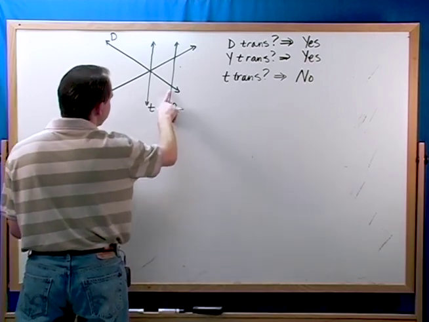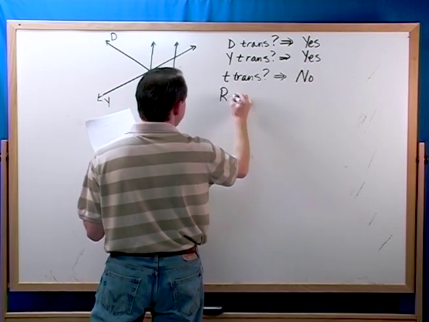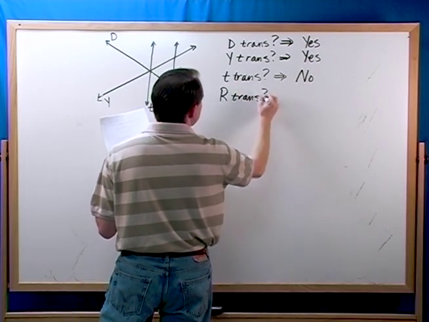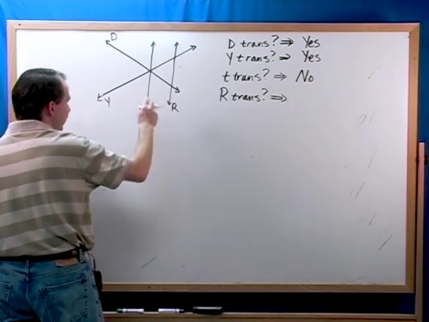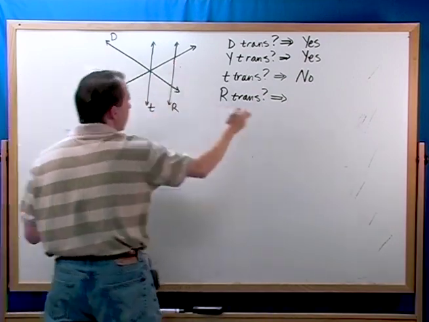You see, R is transversal, and we're going to get to that here in a minute. Let's just go to that now. Is R transversal? And I think I'd already just said the answer. The answer is yes, it is, because R hits this line here, D, and it goes up and it hits this line, Y. So yes.